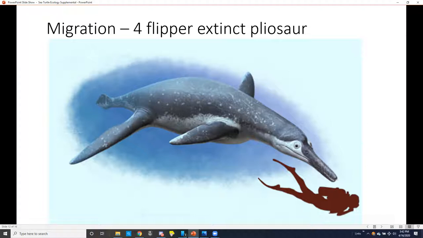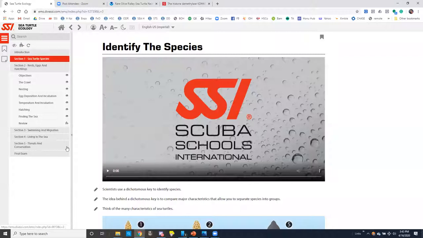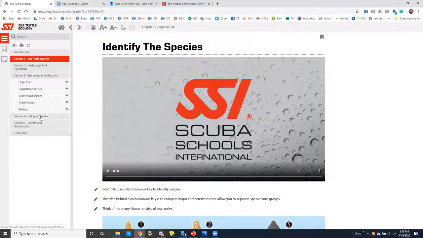And I just thought this was interesting because inside of the actual class, they talked about extinct plesiosaurs, but then they didn't talk anything about what a plesiosaur was. So I went and found an artist's rendition of a plesiosaur. You can see that was pretty cool. So some of those extinct turtles were pretty good size.